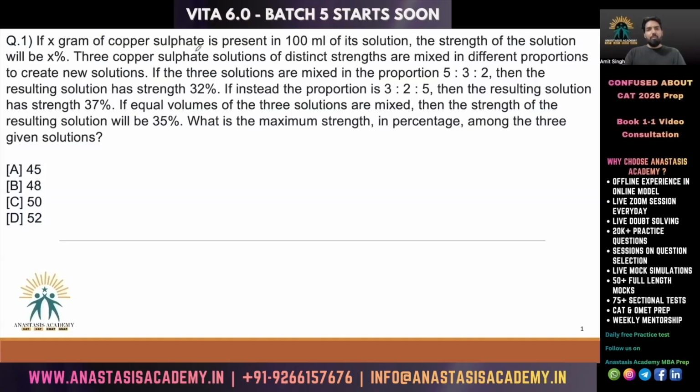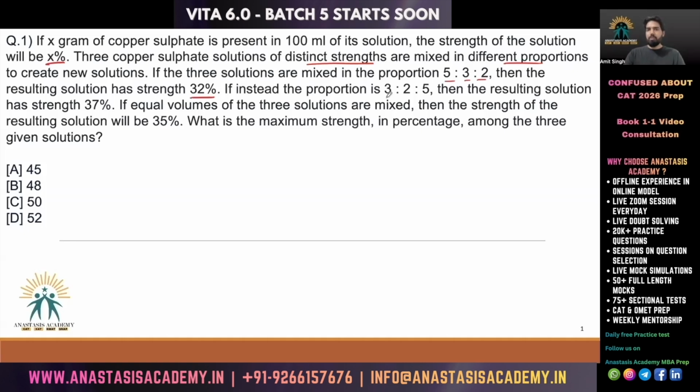If X gram of copper sulfate is present in 100 ml of its solution, the strength of solution will be X%. Three copper sulfate solutions of distinct strengths are mixed in different proportions to create new solutions. If the three solutions are mixed in the proportion 5:3:2, then the resulting solution has a strength of 32%.